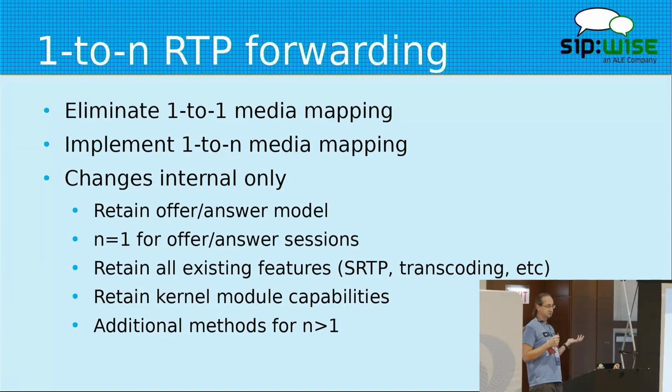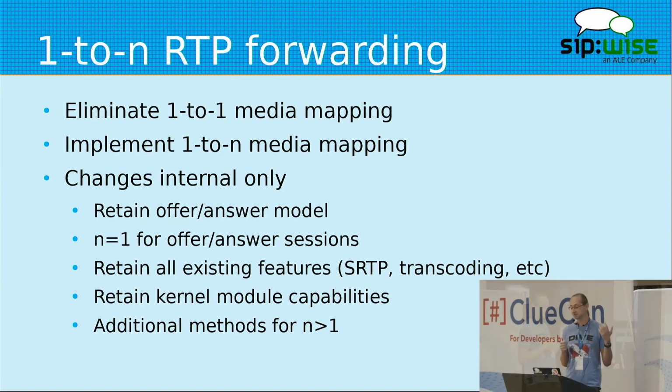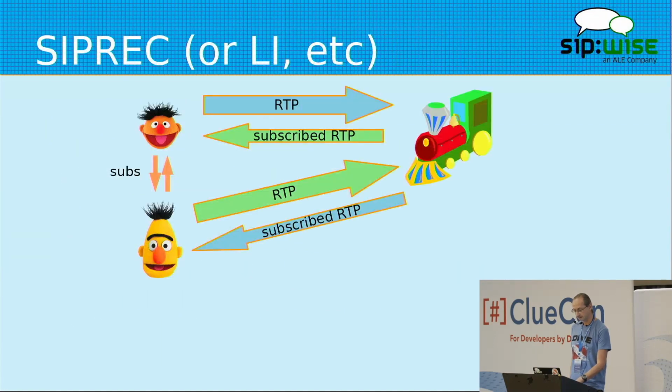We also wanted to retain all the existing features, SRTP, transcoding, and especially the kernel module also needs to support this new one-to-n media mapping. And then to support the new features, SIPREC and SFU, we had to implement additional methods other than offer-answer to support media mapping with n greater than 1. So for the SIPREC use case, let's start with this one.